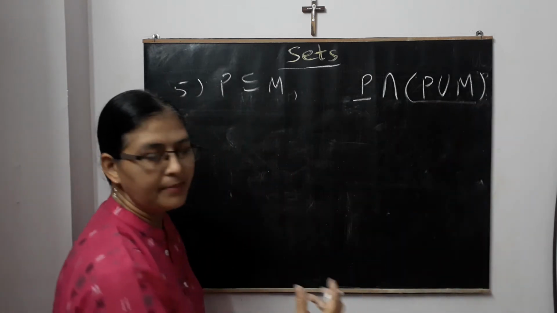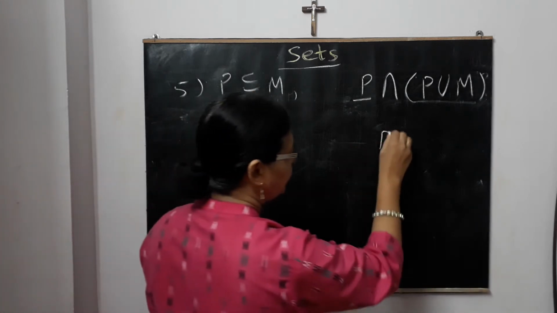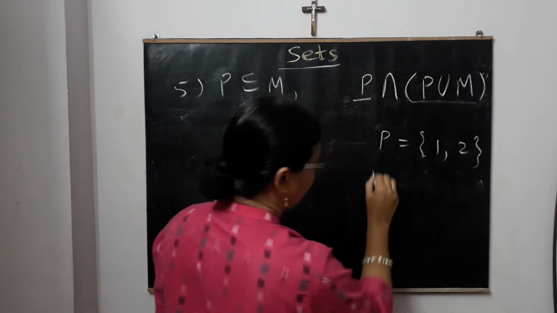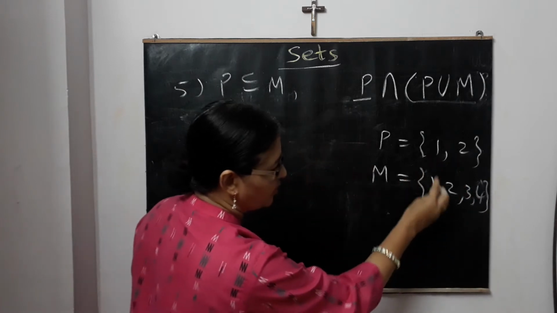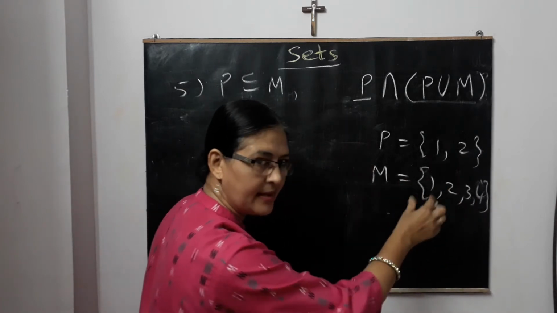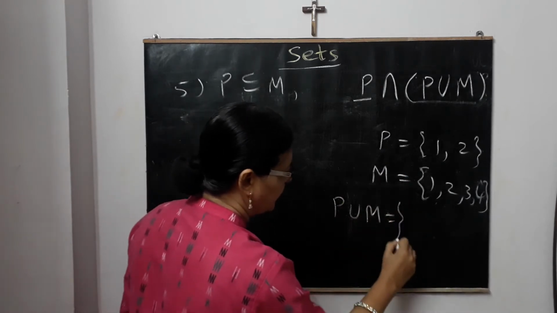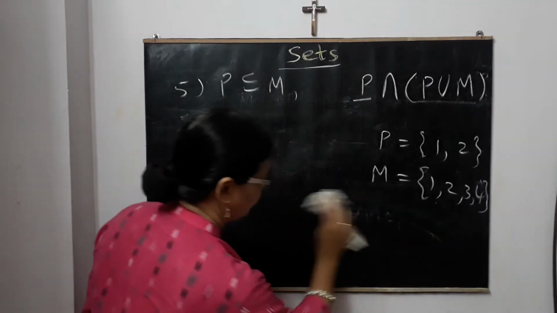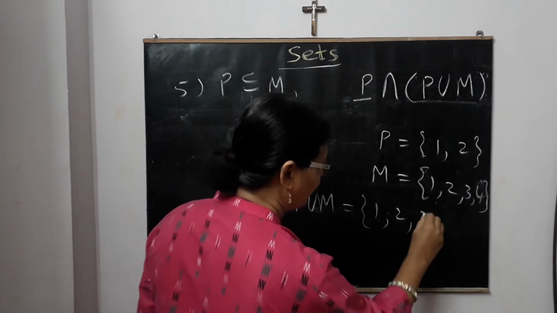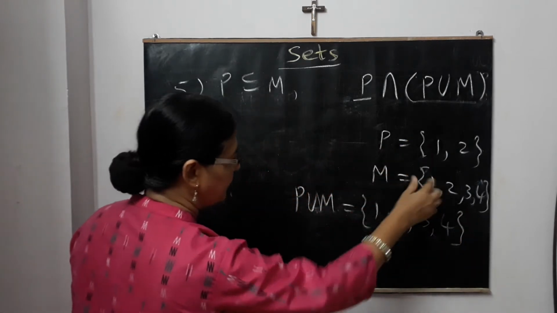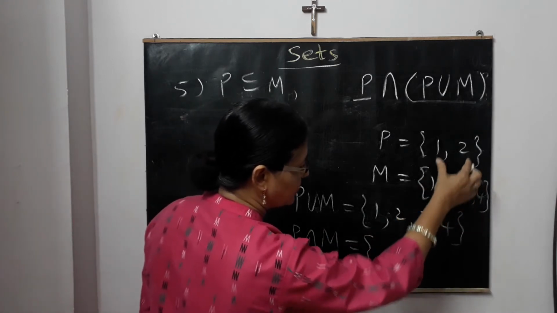When P is a subset, all elements of P will be in M. Suppose, for example, P is a set of 1, 2 and M is a set of 1, 2, 3, 4. P is a subset of M because 1 and 2 are present in M. When we take the union, P union M you will write as 1, 2, 3 and 4. But what will be the intersection, P intersection M? What is common? 1 and 2.